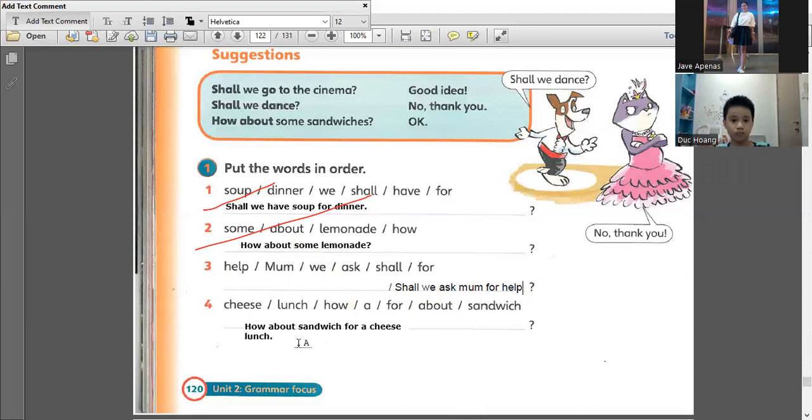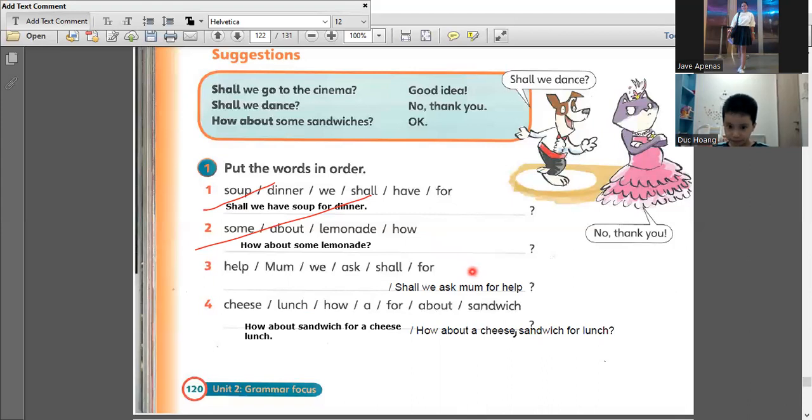Okay, how about sandwich for, oh, it's okay. So anyway, you can say it this way. How about a cheese sandwich for lunch? A cheese sandwich for lunch. Yes, did you get that? All right, so that's how you're going to say it. When you say it that way, you also need to be careful about when to put the subject in the question.